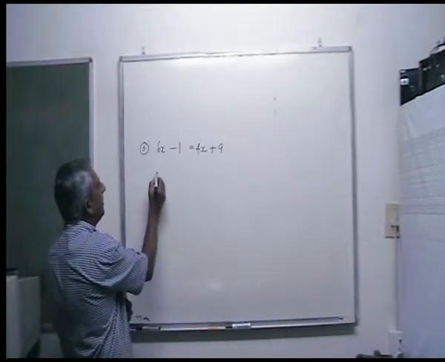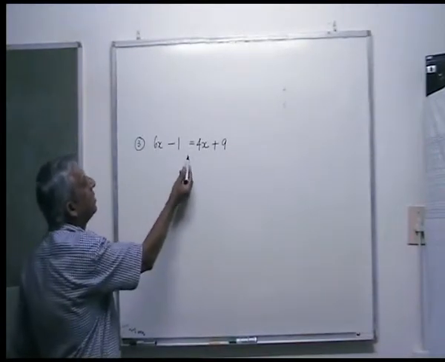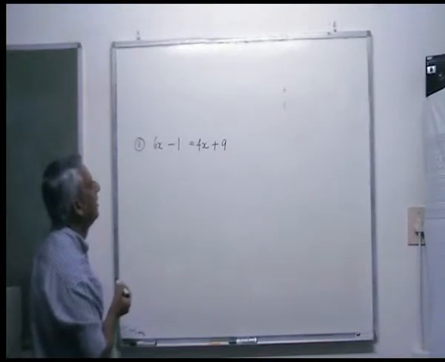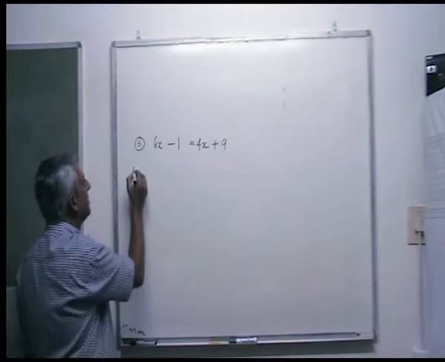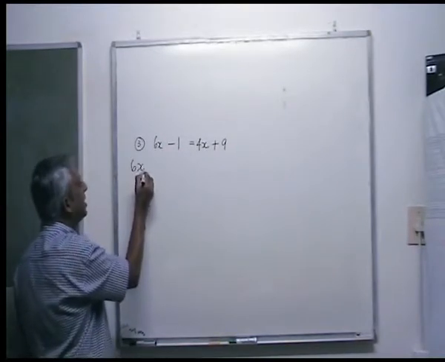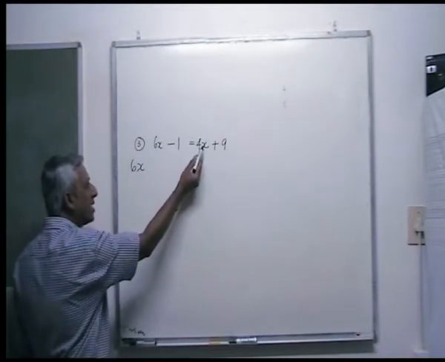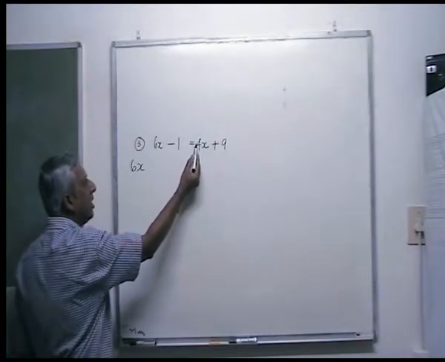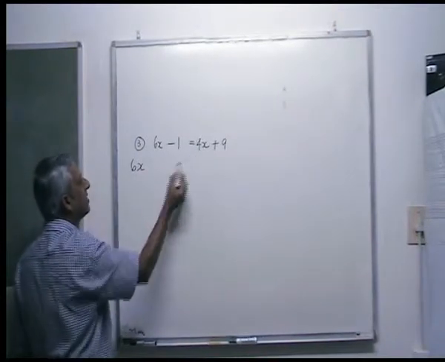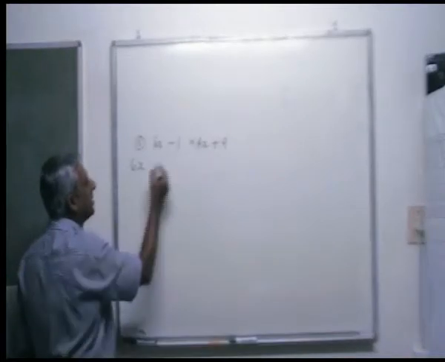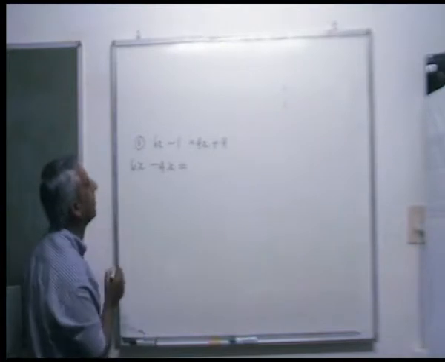Alright, let's look at number 3. Now, alright, so here we have 6x minus 1 is equal to 4x plus 9. We want to bring the unknowns to the left hand side. So there's 6x, I am just bringing it down. And then 4x, which is actually plus 4x, the plus is understood. Understood means it is there, but it is not written. So the plus is understood. So it's plus 4x there, it will become minus 4x here, is equal to.